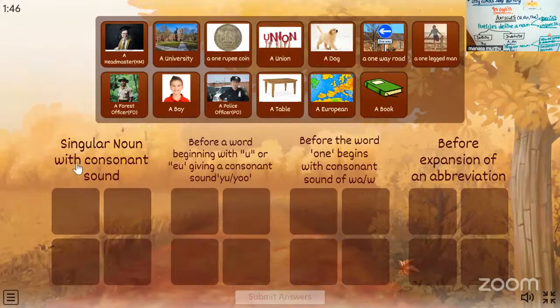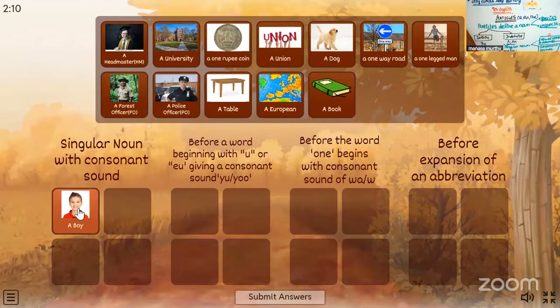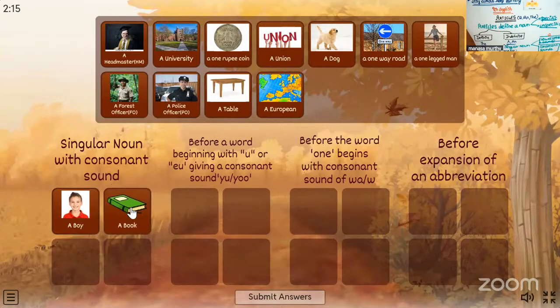So singular noun with consonant sound. What are all the pictures that you can categorize under this header? Which words can we fill in this table? Singular noun with consonant sound. Let me help you out with one example. A boy. A book. Correct. Book. Boy.